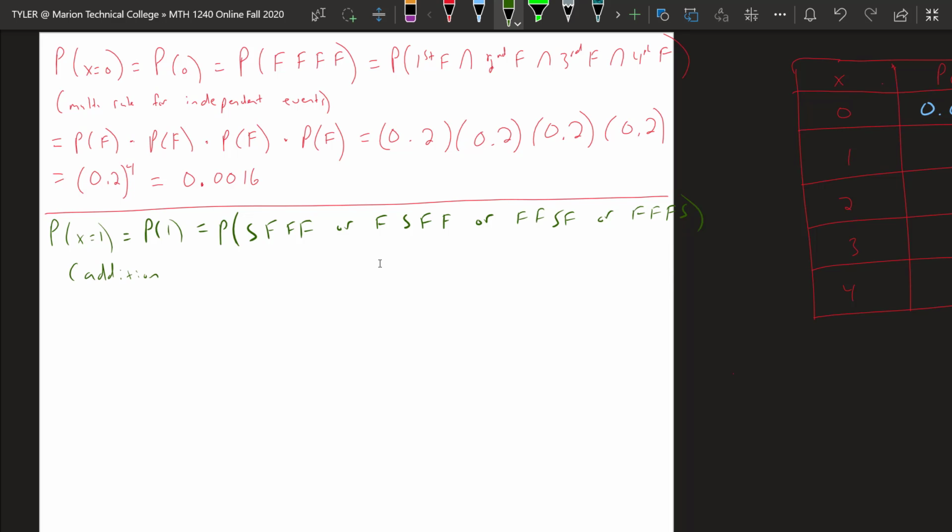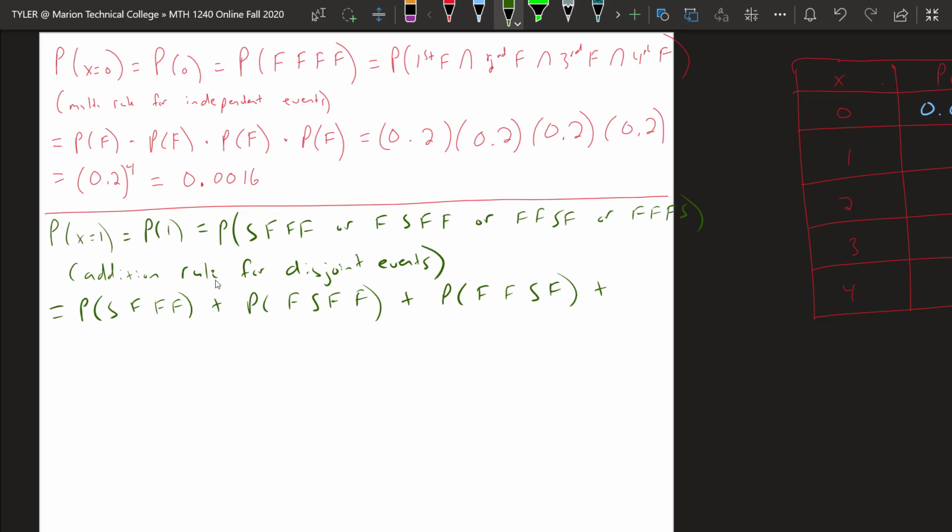right, from chapter 5. So we can apply the addition rule for disjoint events, which would give me the probability of S, F, F, F, plus the probability of F, S, F, F, plus the probability of F, F, S, F, plus the probability of F, F, F, S.